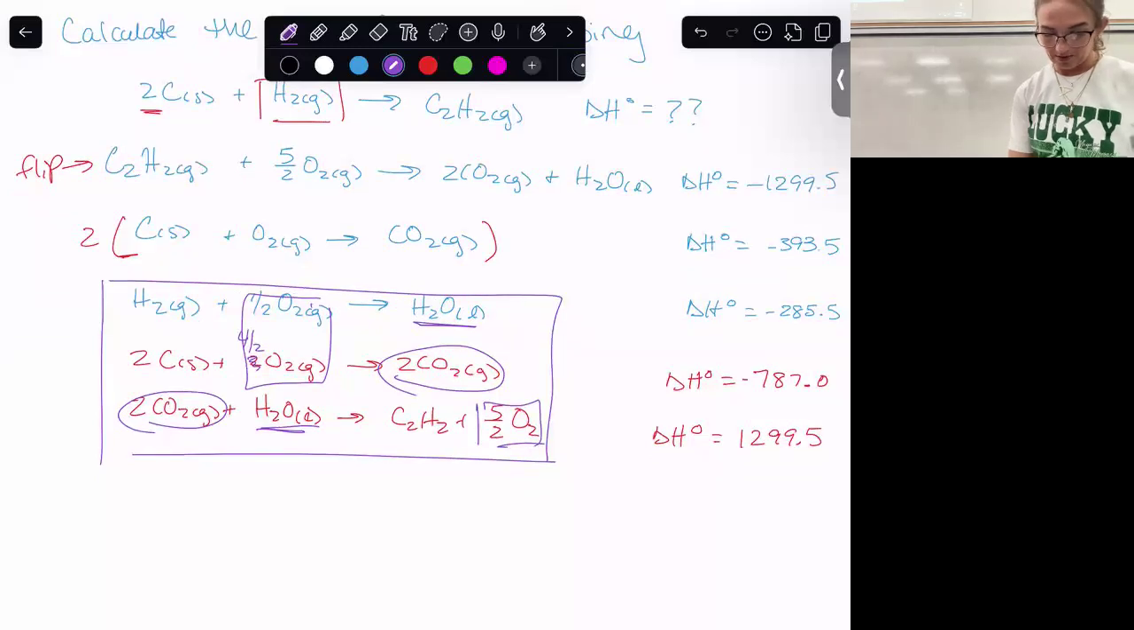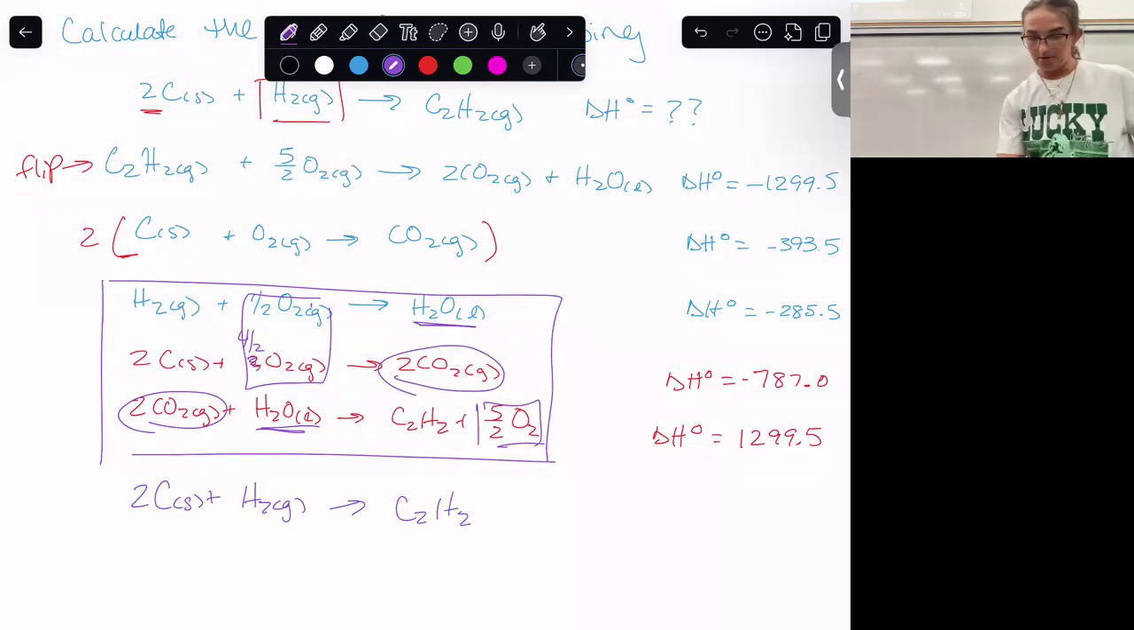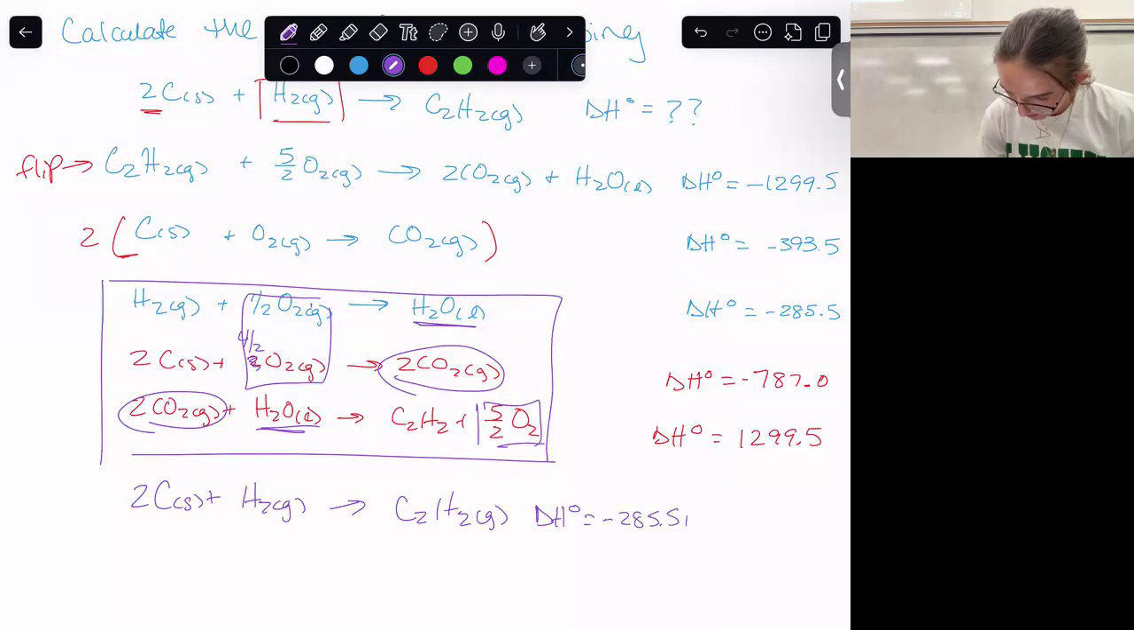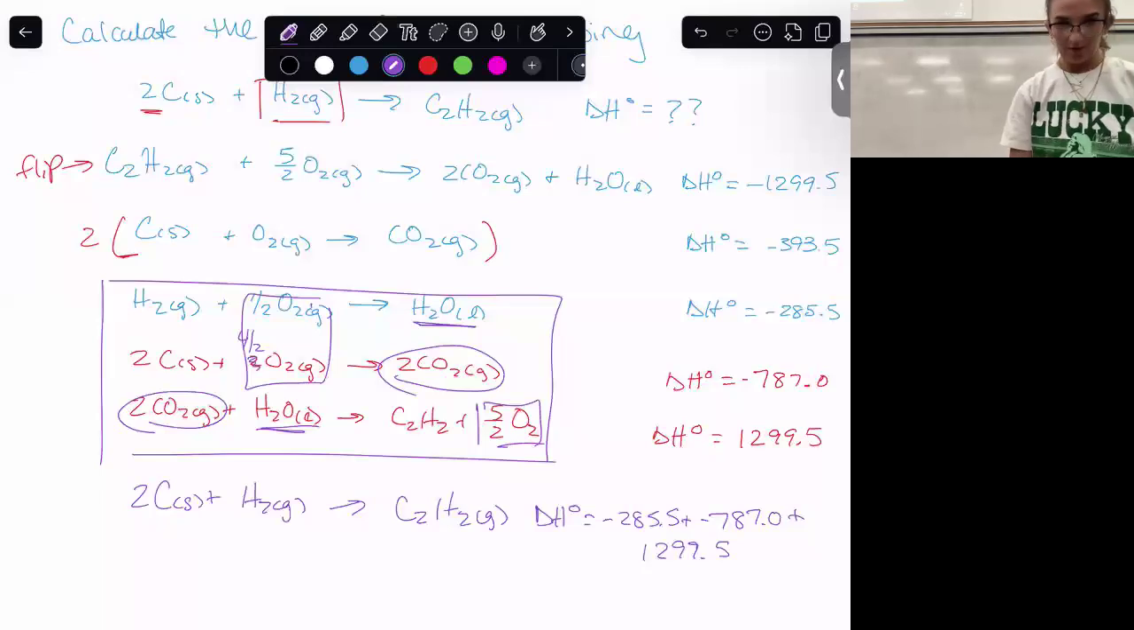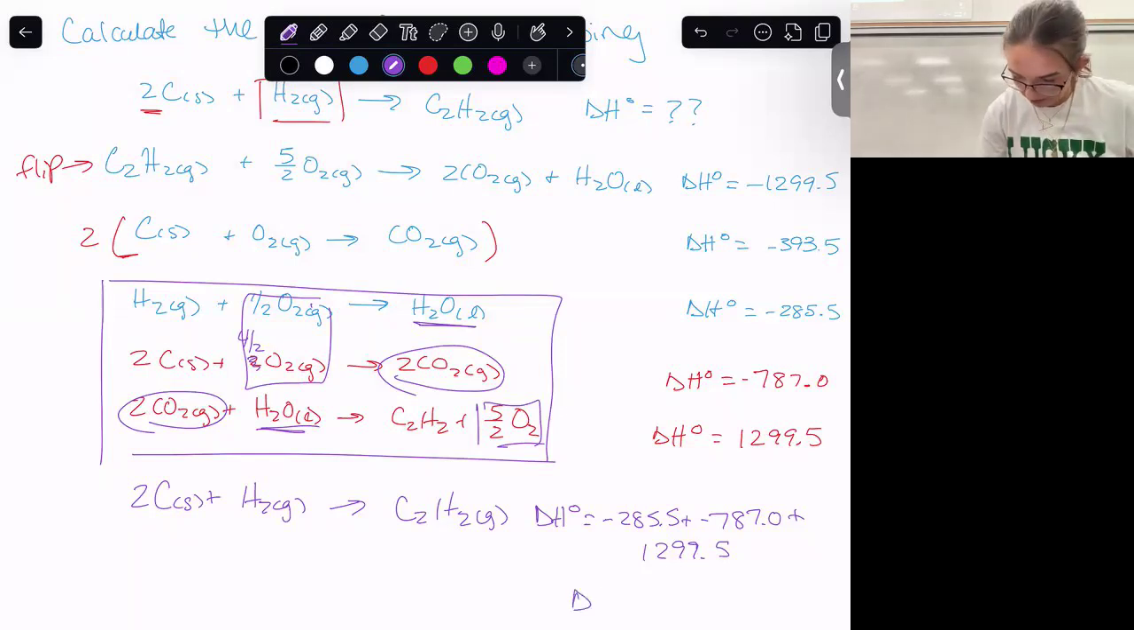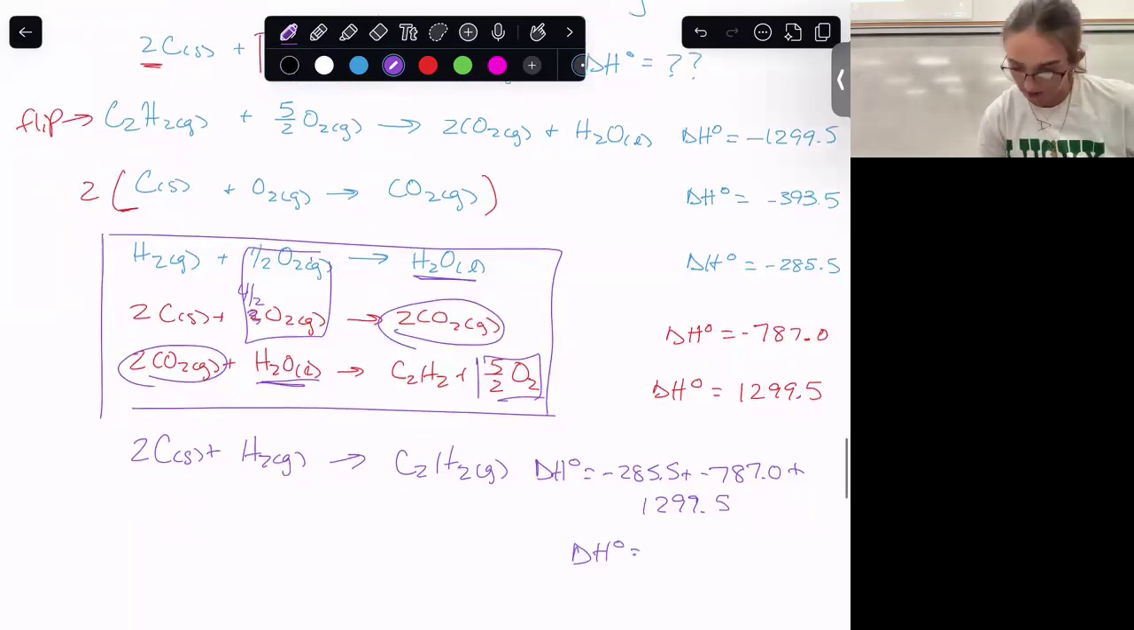So you're just left with 2C plus H2 forming C2H2. So what can we do to our delta H's? We can just add them up. So we'll have -285.5, -787.0, and 1299.5. And we end up with 226.7.